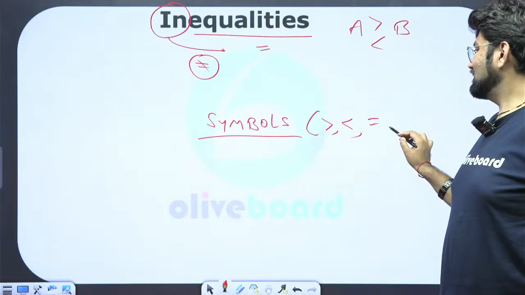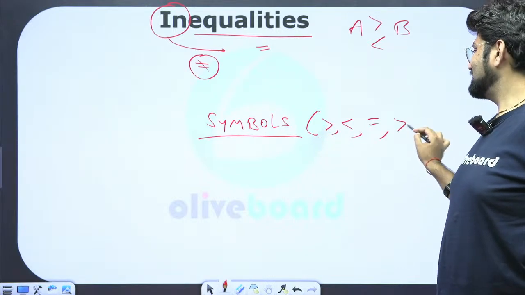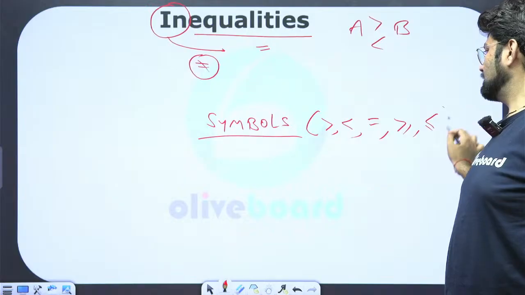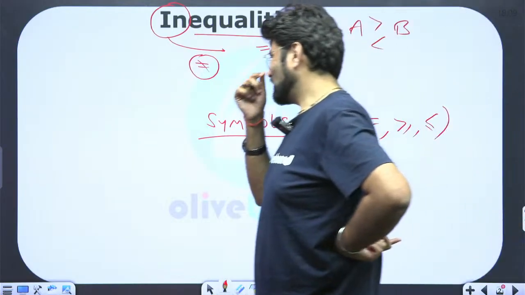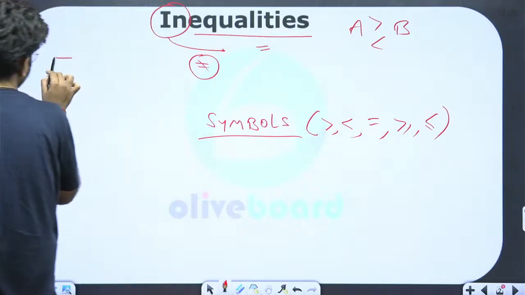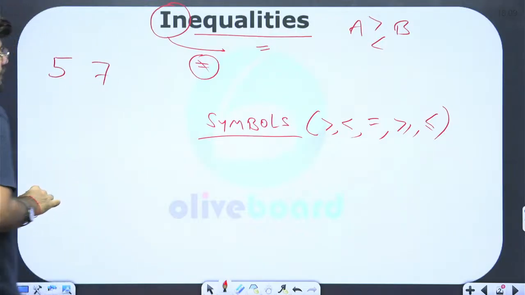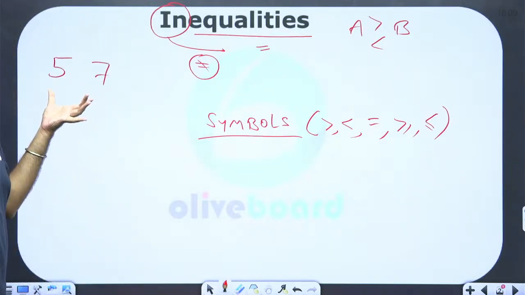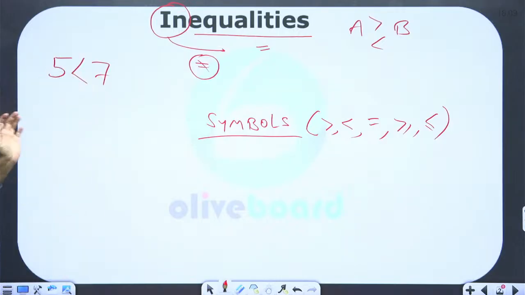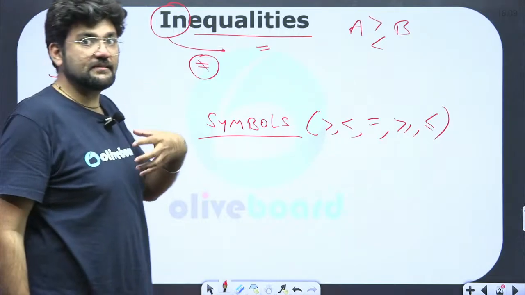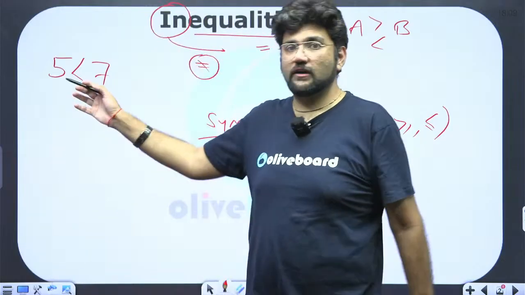We also use something like this, or this. Now what are these? I'll just clarify that quickly. So when I say 5 and 7, I am asking you, please tell me which one of them is the greater number. Immediately tell me that, sir, 7 is the greater number. That means I'm very sure of this. So I've just put it here.